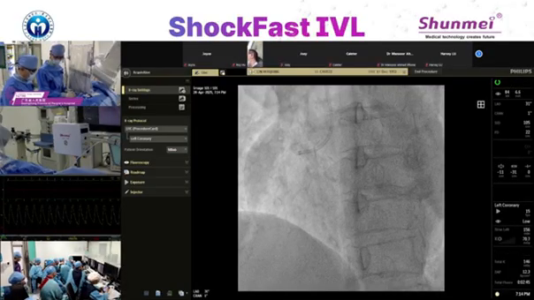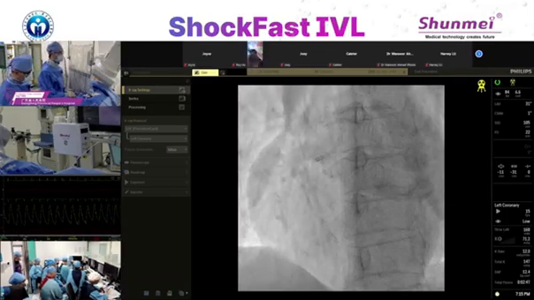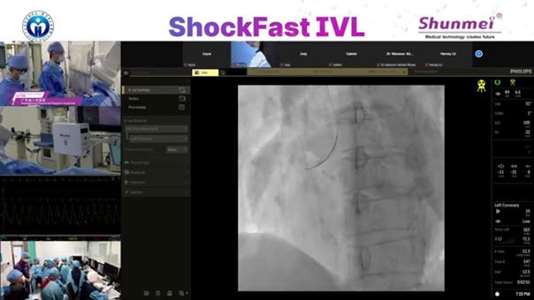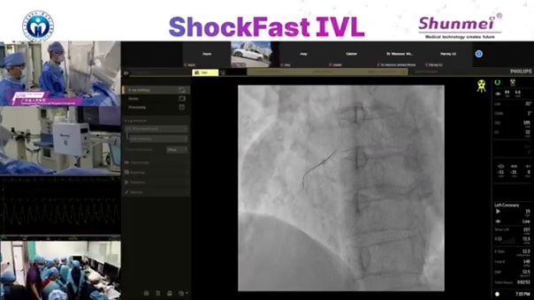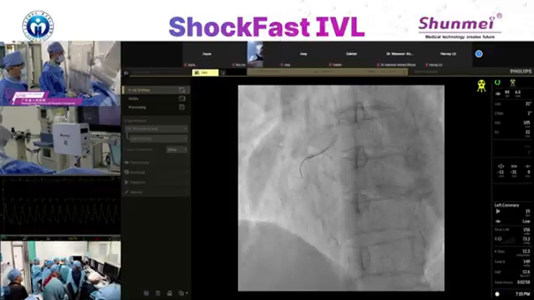Okay, always deep seat. I'm going to deliver the advanced wire into the coronary artery so I can pull back the guiding catheter.